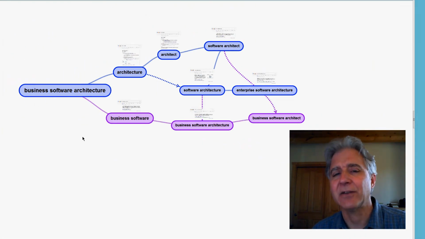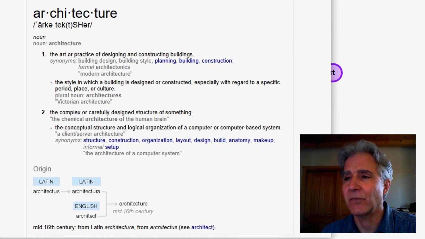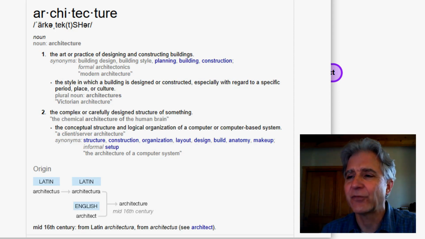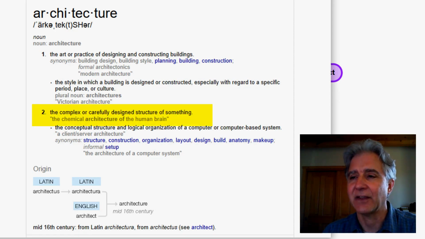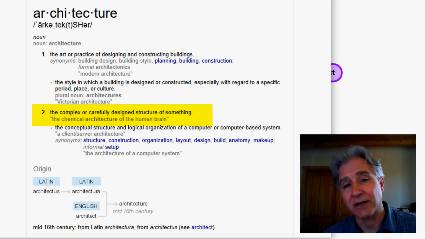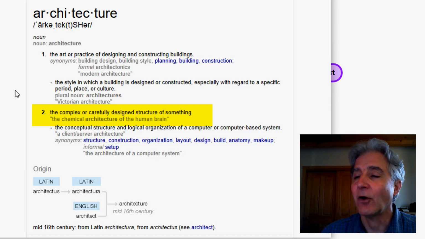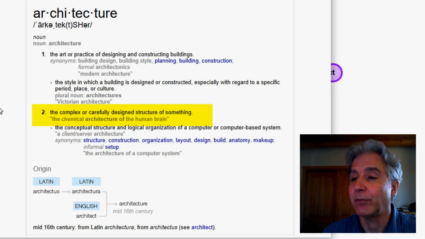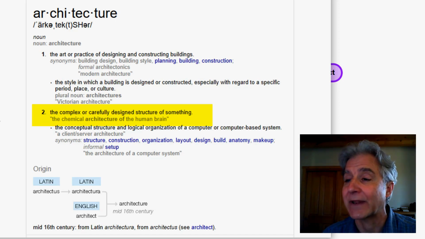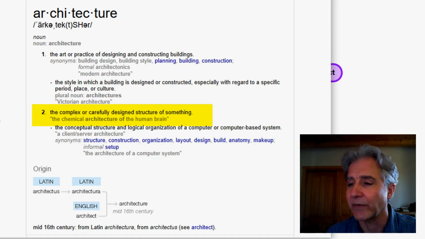So let's go back to basic definitions. What's architecture? There are several definitions. It's really that second definition that I think is more what we're looking for. The first definition, of course, is about buildings, architecture associated with buildings. That's very natural. But over time, that came to be this second definition down here, the complex or carefully designed structure of something. All right, so we can work with that.